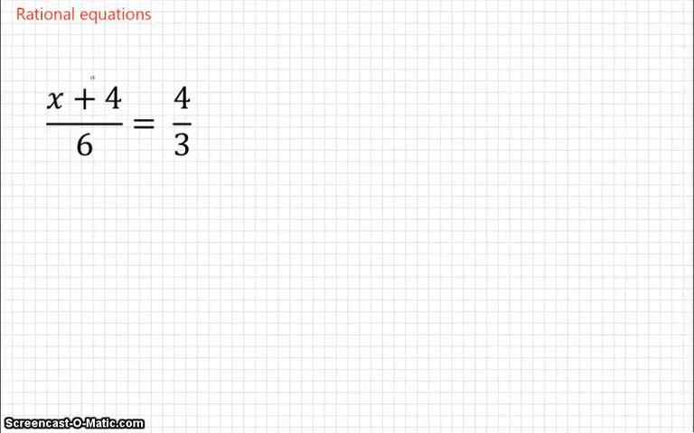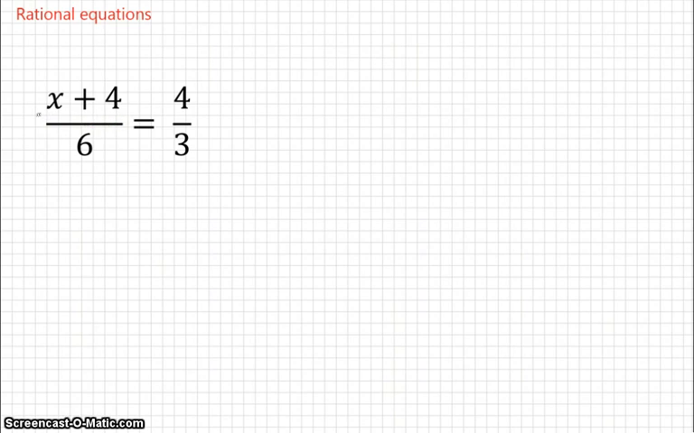I'm going to go through an example of how to solve a linear equation that involves fractions. Remember, when solving these equations, we're just trying to get this x all by itself on one side of the equation. So in this example, to get this x by itself, we have to get rid of this plus 4, and we have to get rid of this divide by 6.